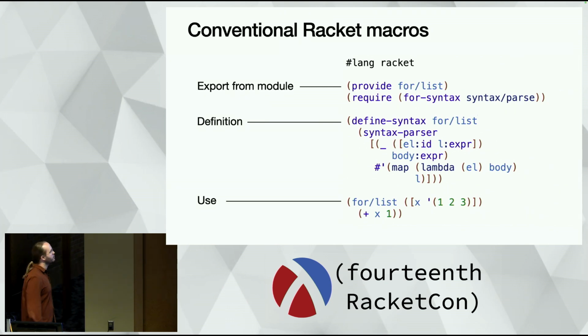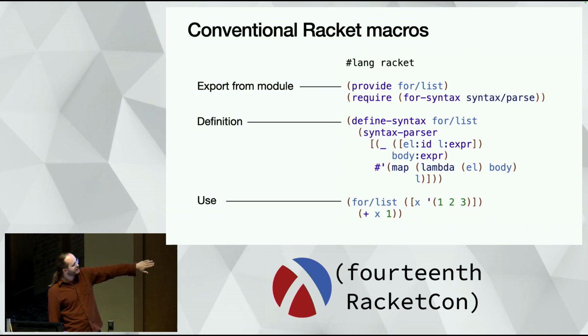All right. So starting with what conventional macros look like. This is a Racket module, and we are defining a new piece of syntax, and then immediately using that new syntax that we've defined at the bottom, and also exporting it from the module system. So the first point here is that macros are very deeply integrated with Racket and its module system. You can define them and use them immediately. You can provide them from modules.